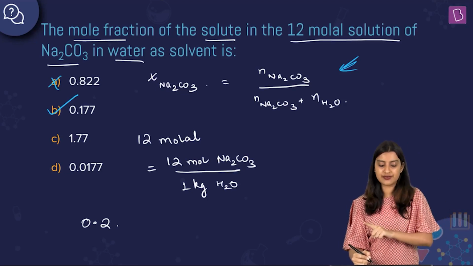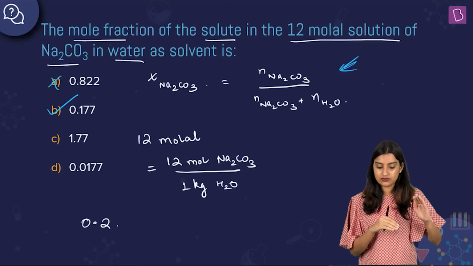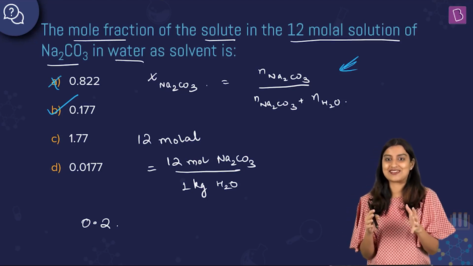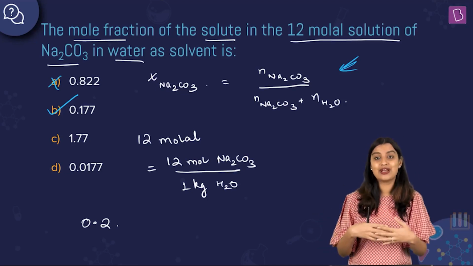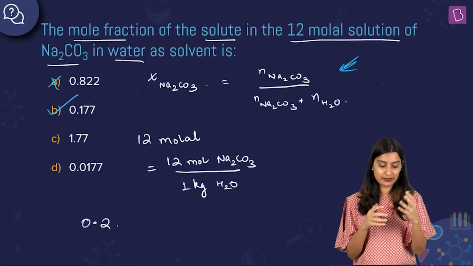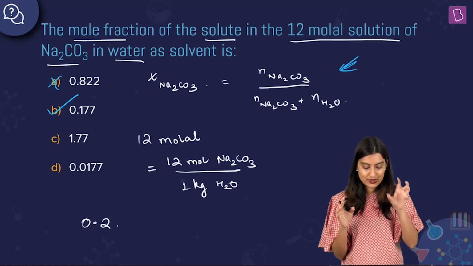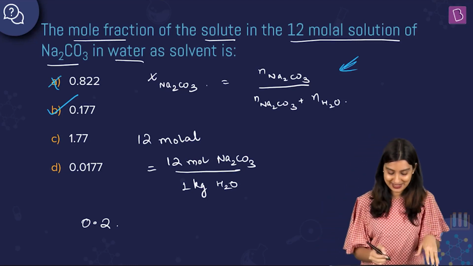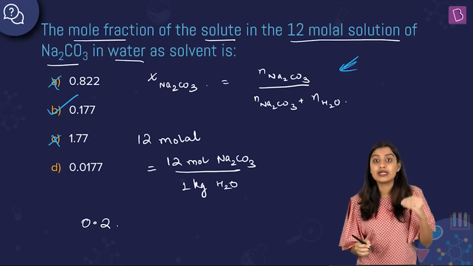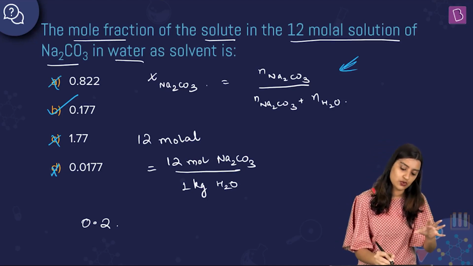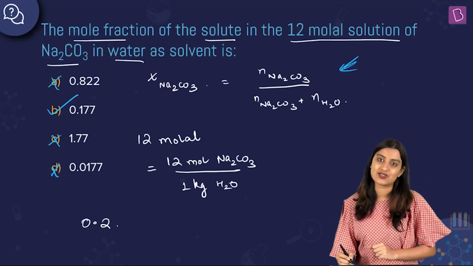Option C, 1.77. Do you understand that this practically does not make any sense, right? Why? Because they're saying that mole fraction is greater than 1. You know that mole fraction cannot exceed 1, right? Because the sum of mole fractions of all components has to be equal to 1. So this doesn't make sense. Then you have option D, 0.0177. This is 1/10 of the value that we were expecting. So you can ignore this. So option B, 0.177 is going to be the right answer to this question.